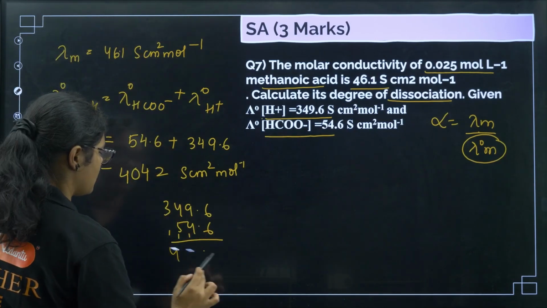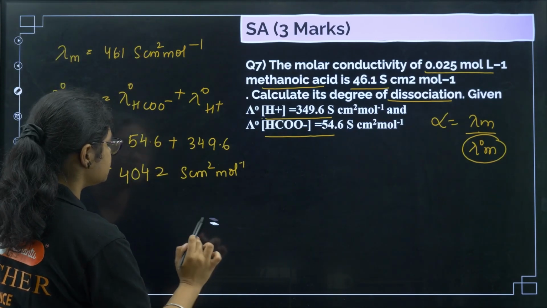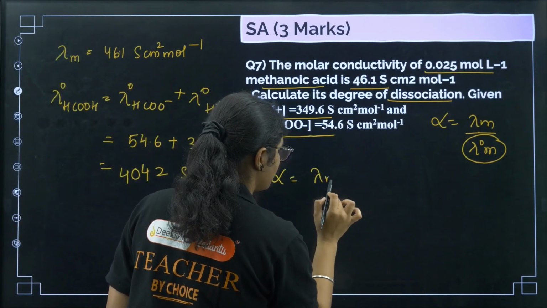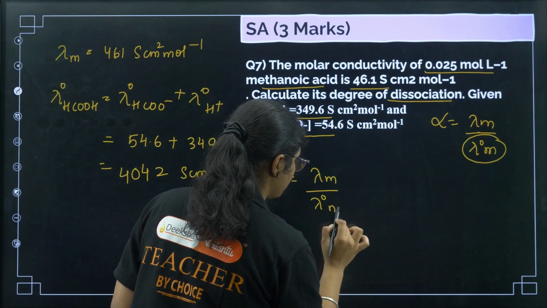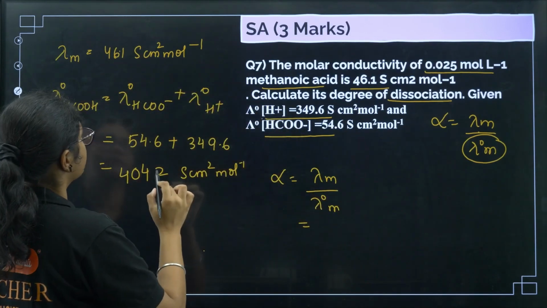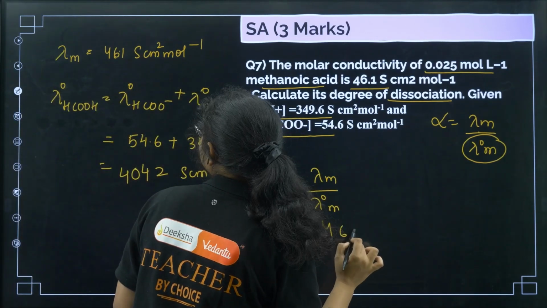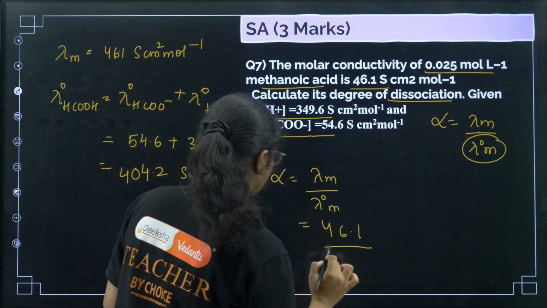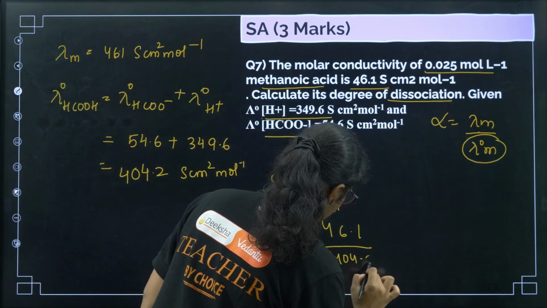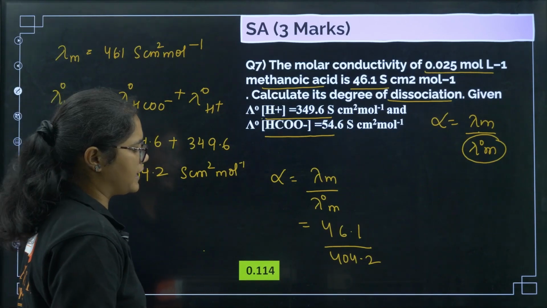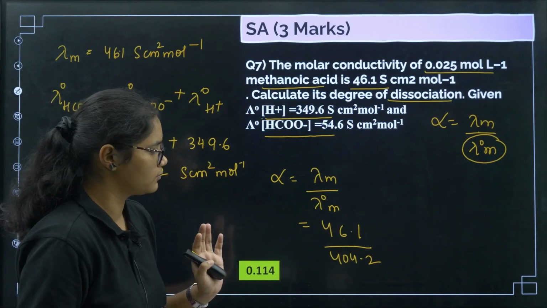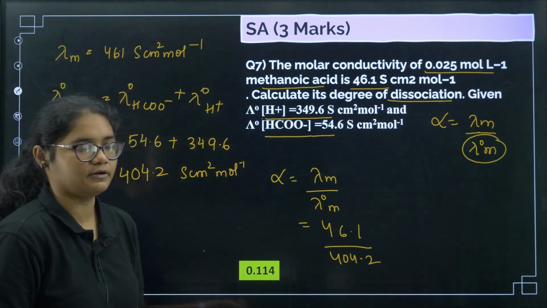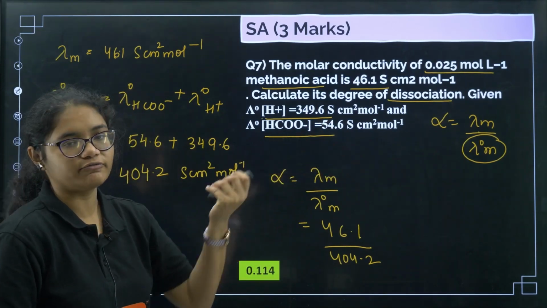Okay, so this is done. Now I need the formula for alpha. I'll write lambda m by lambda naught m, right? What is the lambda m value? Already that is given in the question, 46.1 divided by 404.2. Now if you solve this, we'll be getting around 0.114. So 0.114 is the value of the degree of dissociation.